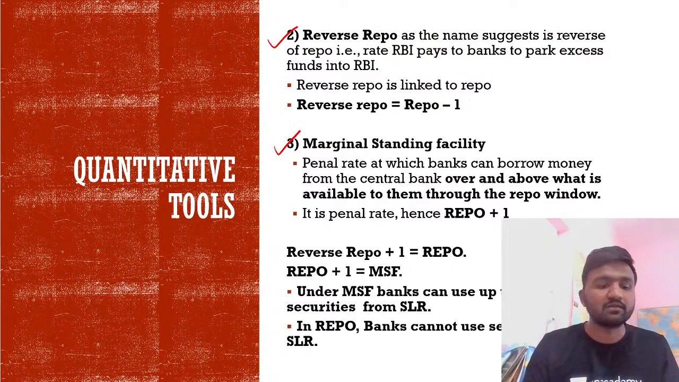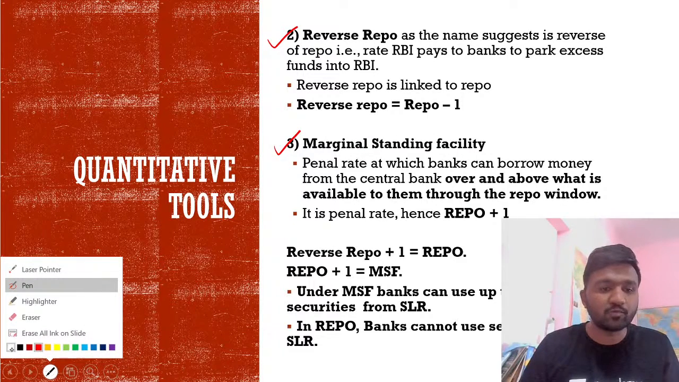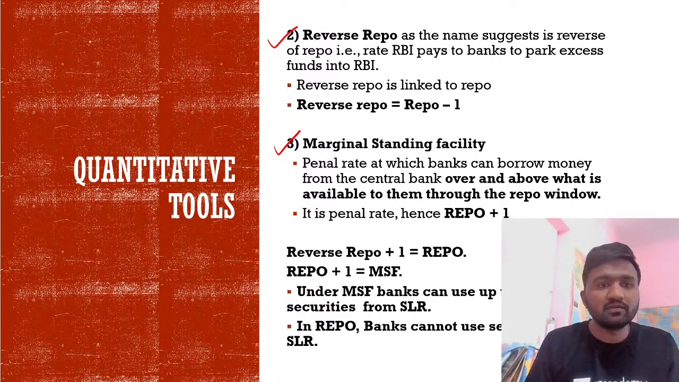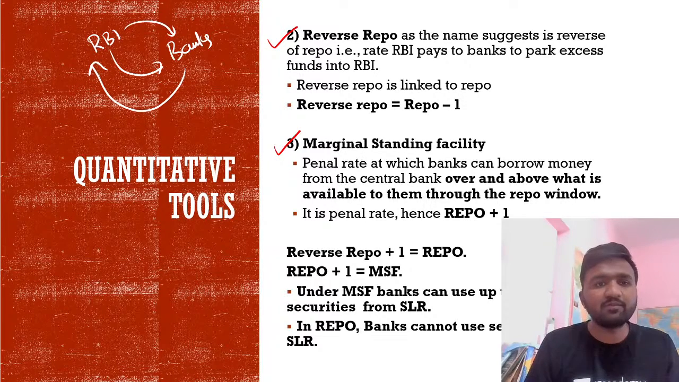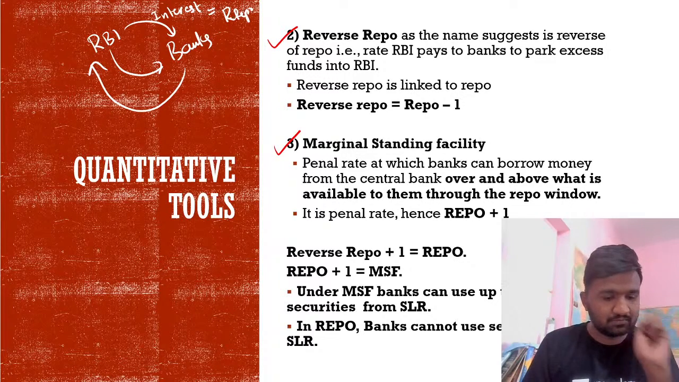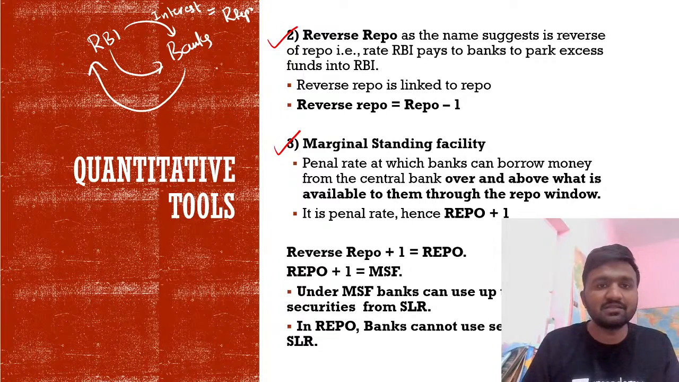Then what is reverse repo? This is exactly the reverse of repo. If RBI wants money, it can get it from banks. Banks give money to RBI and RBI will pay some interest on this. This interest rate is called the reverse repo rate. Is that clear?